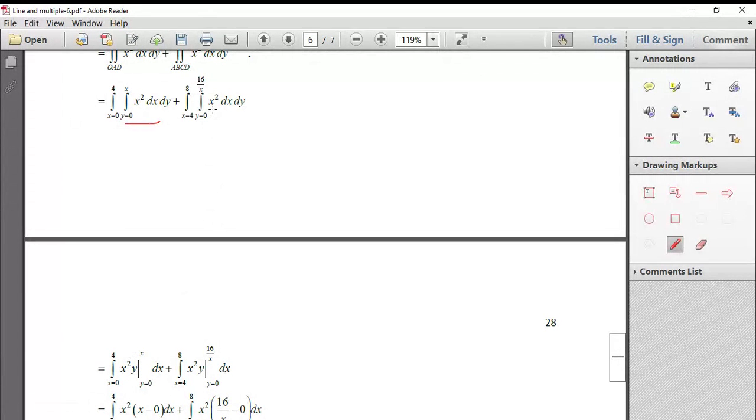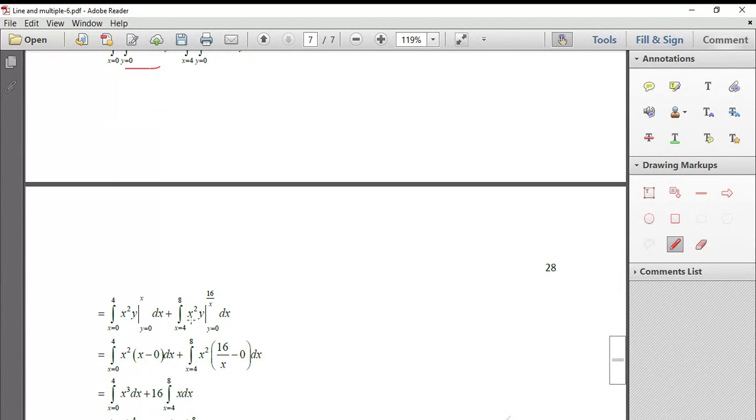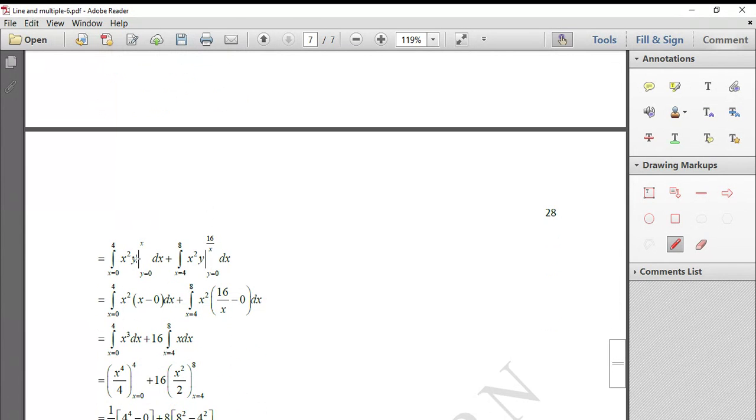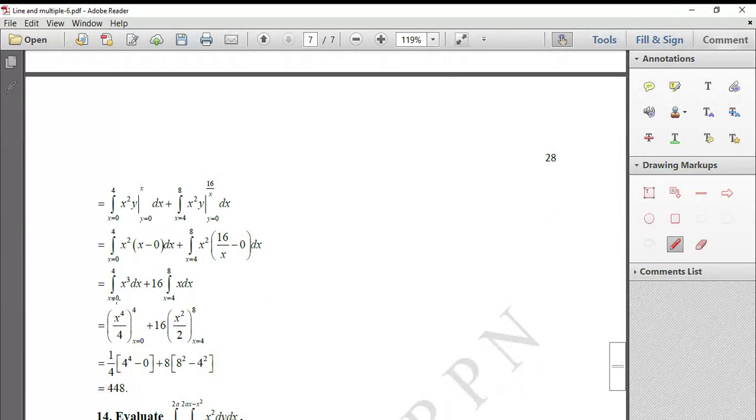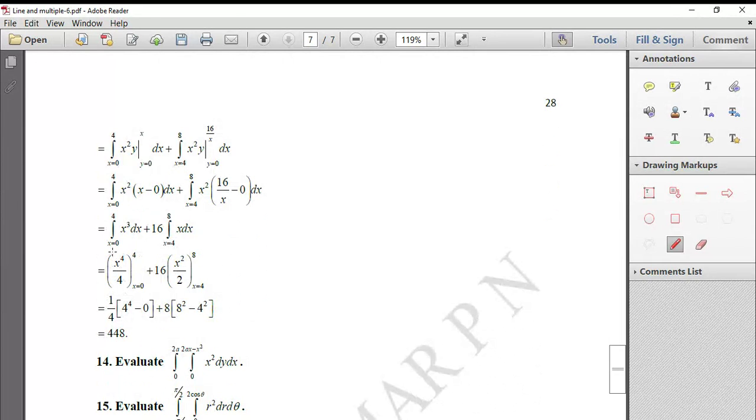And similarly here also, x square is constant. Integral of 1 is y. So you will get x square y. Substitute the limits. X square into x minus 0, x square into 16 by x minus 0. Simplify them. You'll get functions in terms of x. Integrate them and substitute. You'll get the answer.